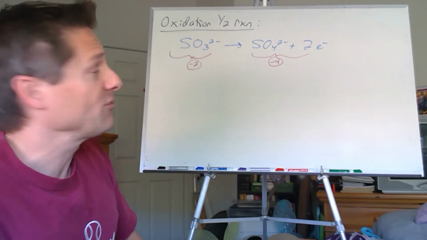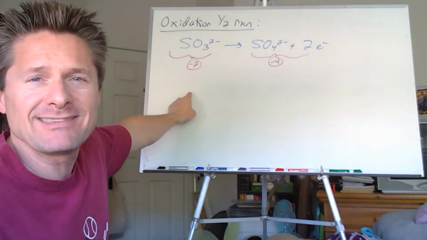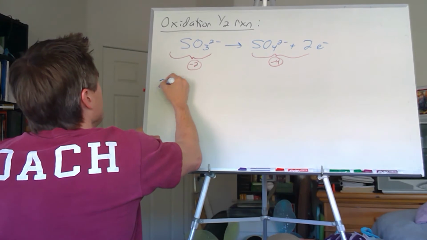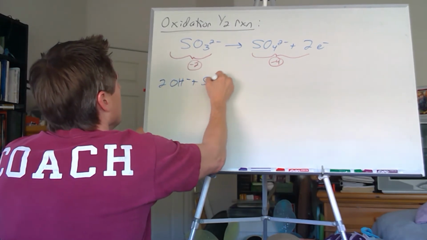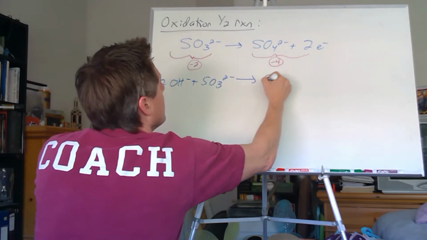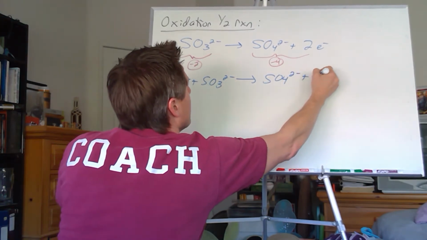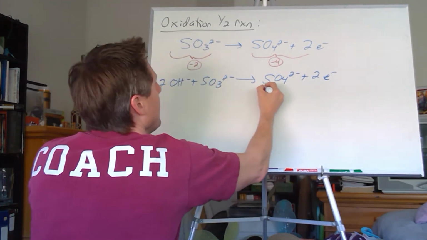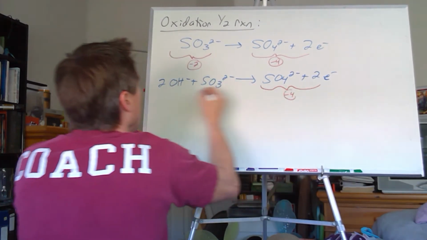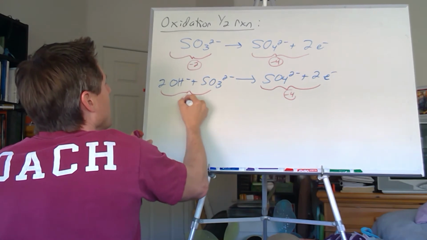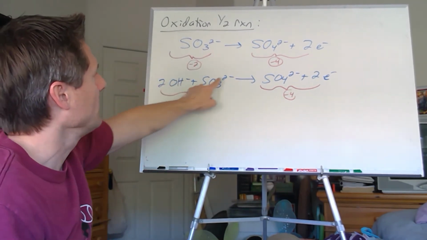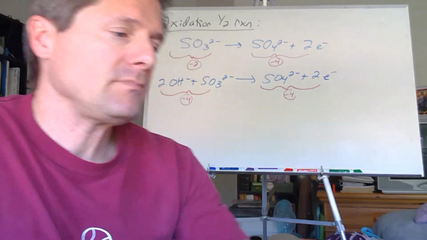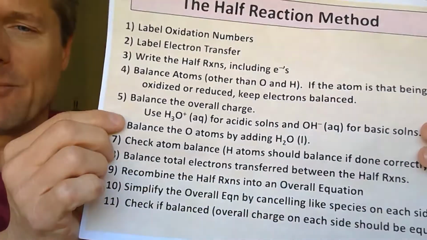Those charges aren't equal, so I need to add 2 hydroxides on the left-hand side to get this to -4. Let's do that. Let's add 2 hydroxides to this side, and that will equate our charges together. And now I can safely say, hey, the product side's a -4, the reactant side's a -4. 2 times -1, and 1 times -2. -2 plus -2 is -4. We're good. That's one of the key steps right there, step 5.